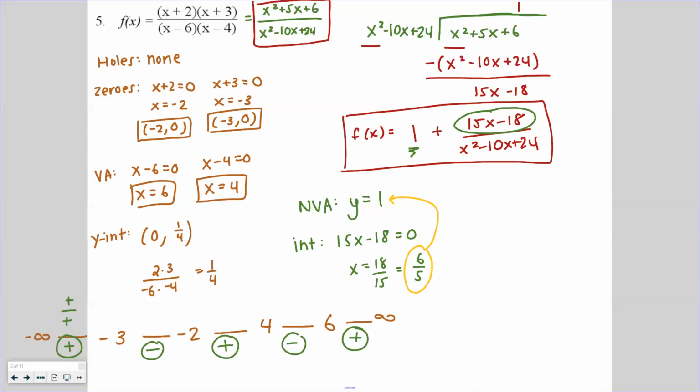All right, now in this case, there is no x to plug in, right? Y is just always going to be 1. So our intersection point is then the point 6/5, 1. All right, x is 6/5, y is 1. That point will be a point on our graph. It's a defined point where our function is going to cross that non-vertical asymptote.